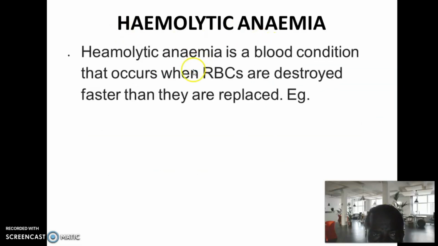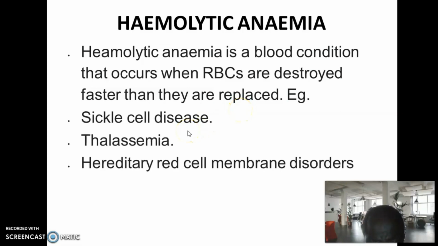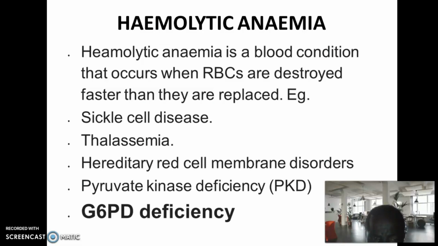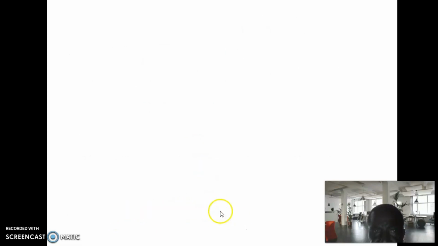Hemolytic anemia is therefore explained. It's a blood condition that occurs when RBCs are destroyed faster than they are replaced. The body replaces every RBC after 120 days. So you have situations of sickle cells, thalassemia, hereditary red cell membrane disorder, pyruvate kinase deficiency, and the one of concern is G6PD deficiency, which we shall examine very well.